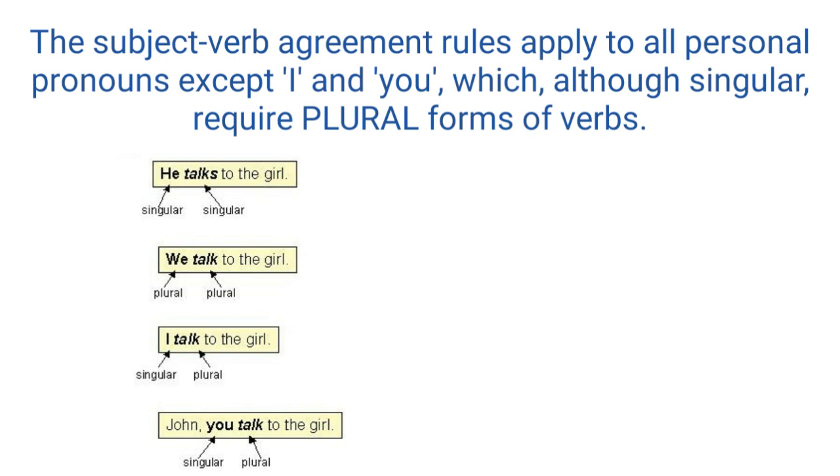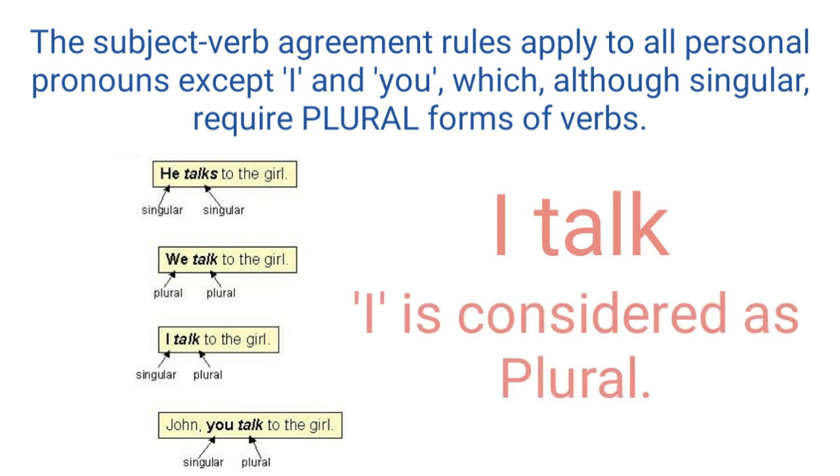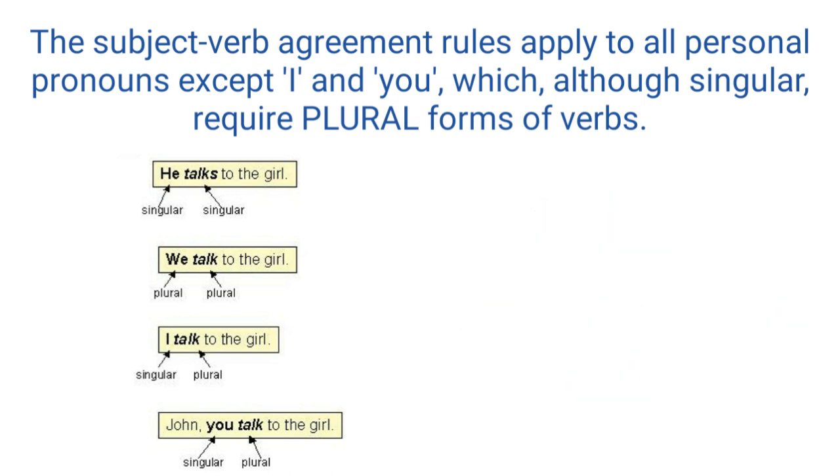And look at the second one. We talk to the girl. We is plural, and we wrote talk here. It's not talks. We talk to the girl. I talk to the girl. I is singular, but we used a plural verb talk here. It is considered as plural. Even though I is singular, it is considered as plural, and we should use a plural verb. Okay, that's the point.